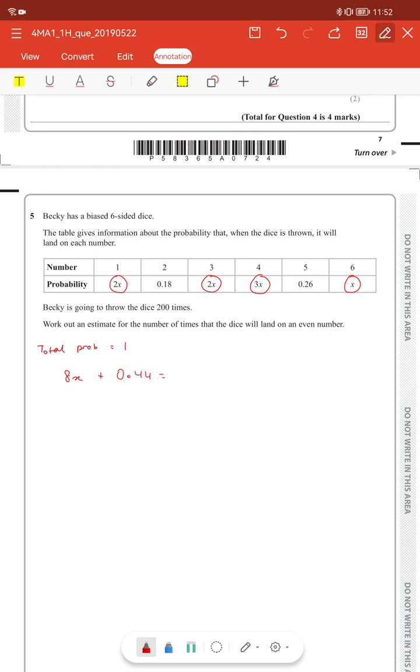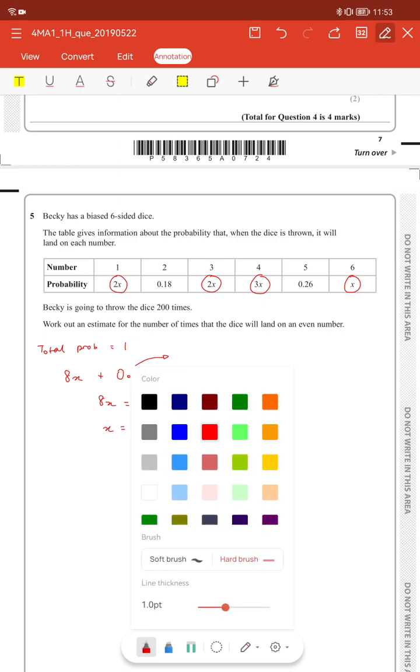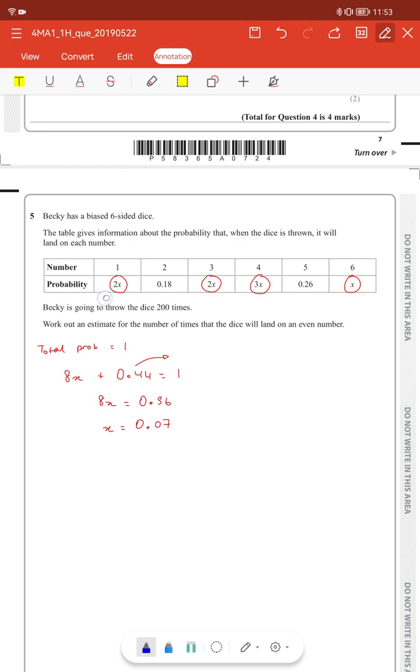0.44 would equal 1. And now what I can do is I can take this to the other side, so I get 8x is equal to 0.56, so x is equal to 0.07, which means I can fill these in. If this is 2x, this would be 0.14, 0.14, 0.21, 0.07.